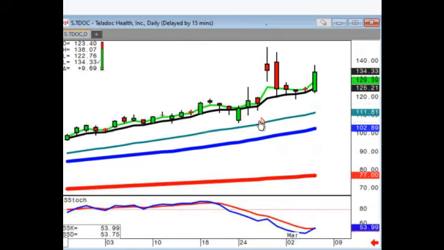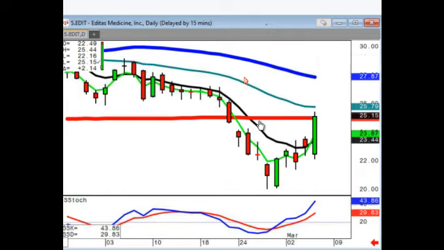TDOC. There's your left-right combo. What does that tell us about our uptrend? You stay long as this stays above the T-line. Bullish engulfing. Bullish engulfing. What's that telling you? The bulls are definitely in control.